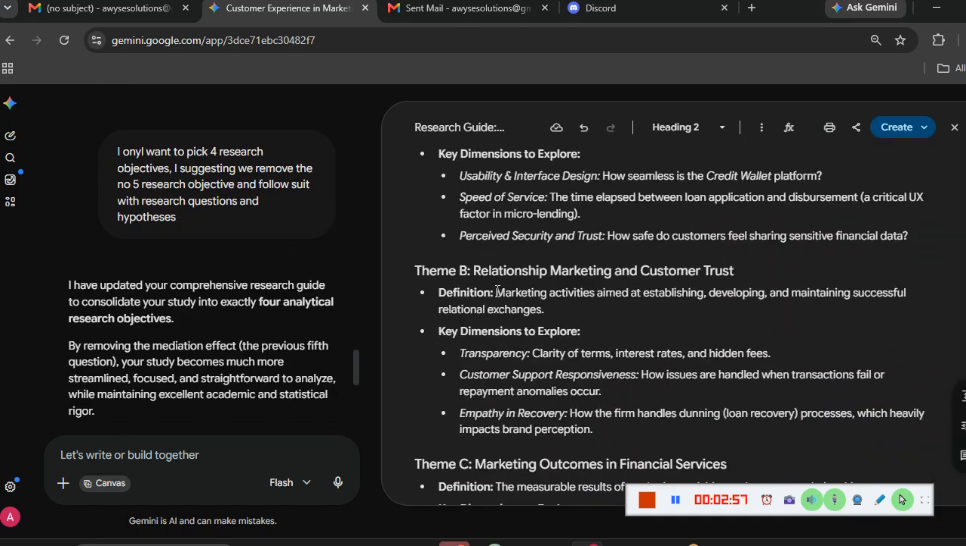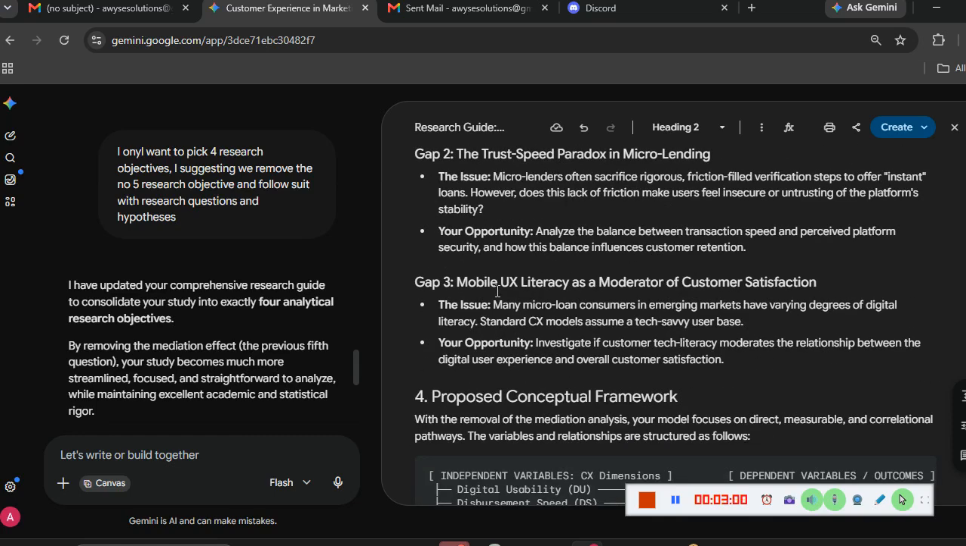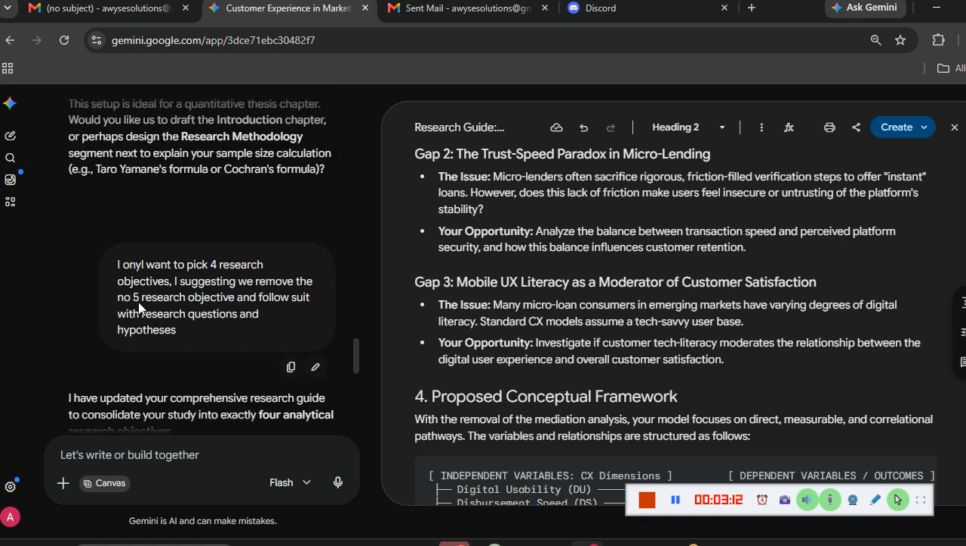The only difference is that in the research framework, there was a mediating variable, and that led to the research questions, objectives and hypotheses being five, and I only want to work on four. So then I discussed with it. I said I only want to pick four research objectives. Why I'm chatting with Gemini this way is because I'm taking it as an assistant, rather than it fully replacing my own thinking. This is another best way to use AI.